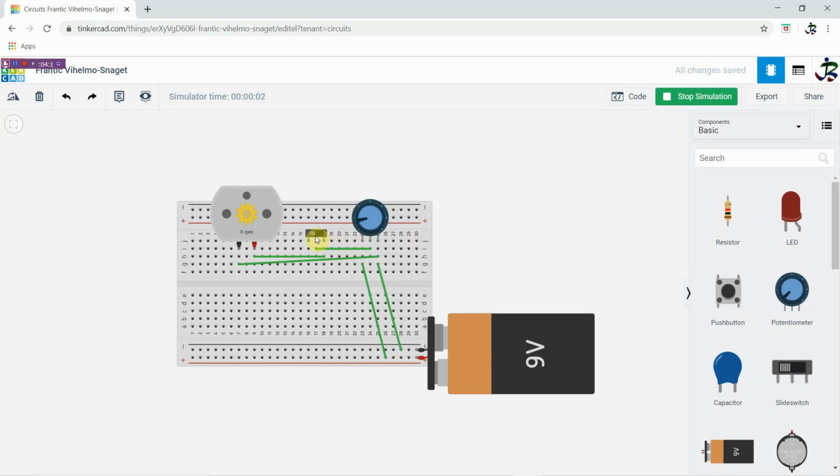Right now it is not on. When I turn on the slide switch, it is on, and then I can reduce and increase the speed. It's like a mixer or washing machine. If you want to increase or decrease the speed of a mixer or washing machine, you can use this type of knob.